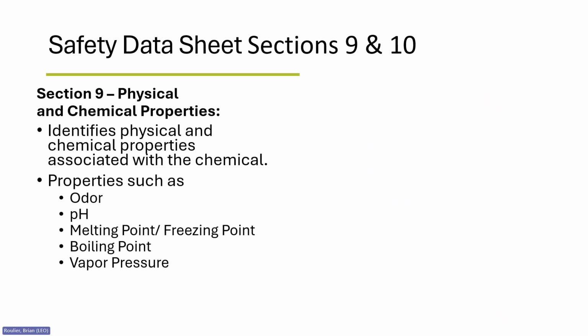Section 9 is where you go for the physical and chemical properties of the chemical you're working with. This section will include available information on the physical state, odor and odor threshold, vapor pressure, melting point, flammability, and others. One new addition to this section is the inclusion of particulate characteristics for solid material. This will help identify if these are inhalable or respirable particulates.